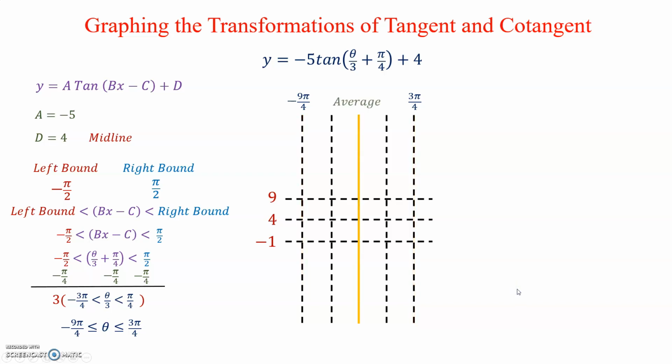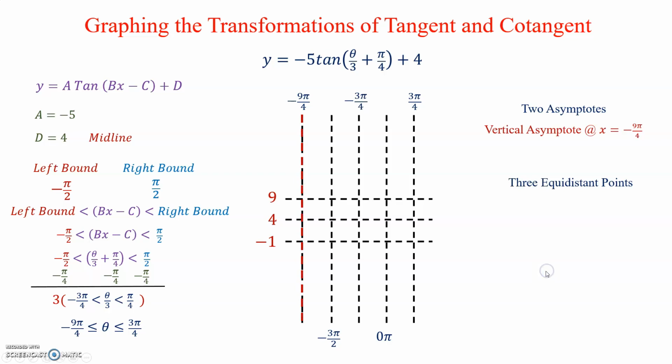Well, time to average. When we average those 2 values, negative 3 pi over 4. Average again, negative 3 pi over 2. And average one last time puts us at 0 pi. So let's go determine those 2 asymptotes and the 3 equidistant points. First asymptote, x equals negative 9 pi over 4. Second one, x equals 3 pi over 4.